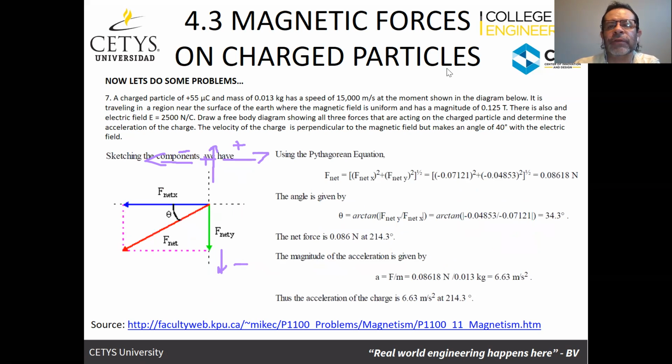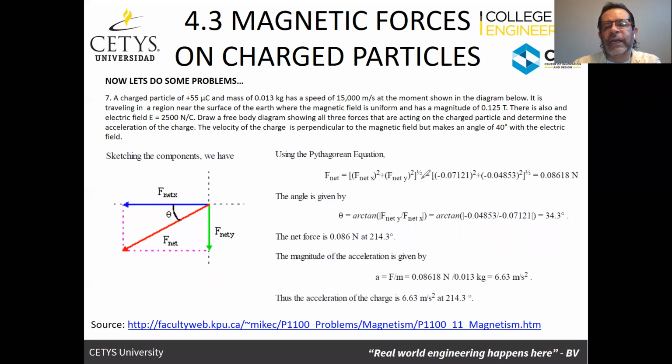And after that, the only thing we do is apply Pythagoras to calculate the net force, which is going to be 0.0861, and the angle is going to be calculated with the inverse tangent of the relationship of Y and X. That's going to be 34.3 with regards to X, so the net force is going to be 0.086 at 214.3.